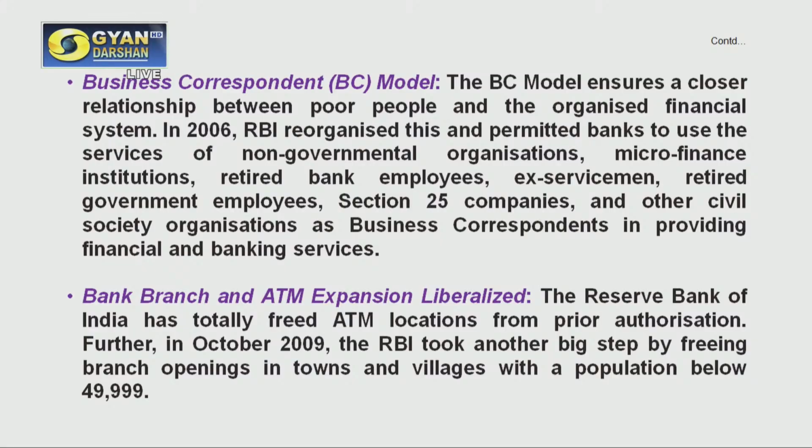Bank branch and ATM expansion was also liberalized, to enable every individual to access various financial services. The Reserve Bank of India has totally freed ATM locations from prior authorization. Further, in October 2009, RBI took another big step by freeing branch openings in towns and villages with a population below 49,999. If a particular population really requires financial services and is not able to access them, the bank could open either ATM facilities or small extension banks to provide financial services to that population.